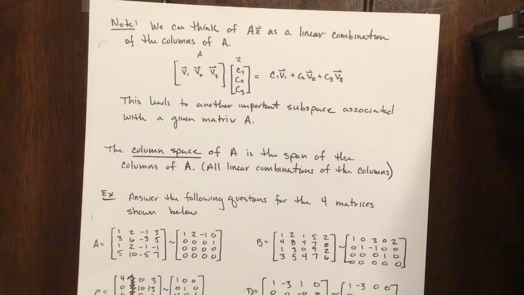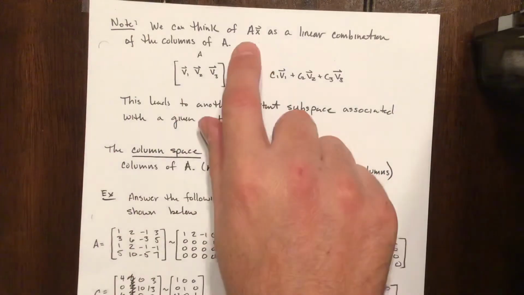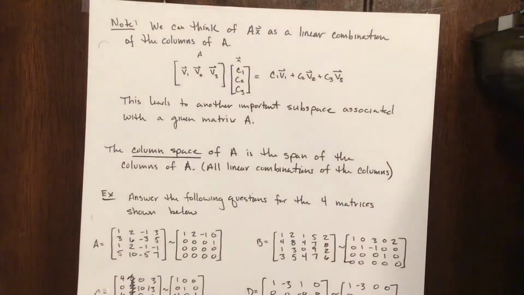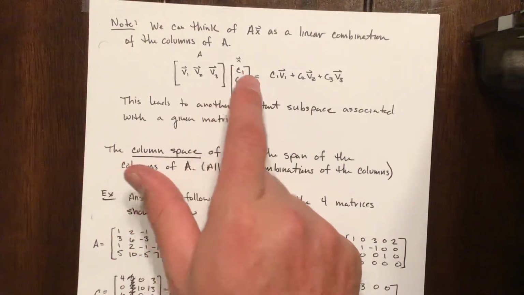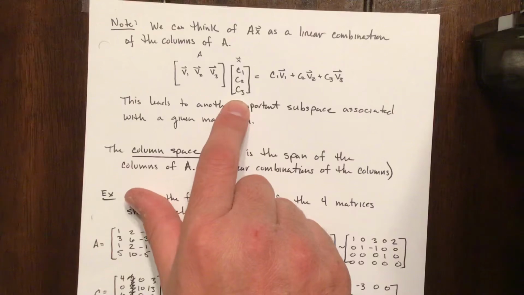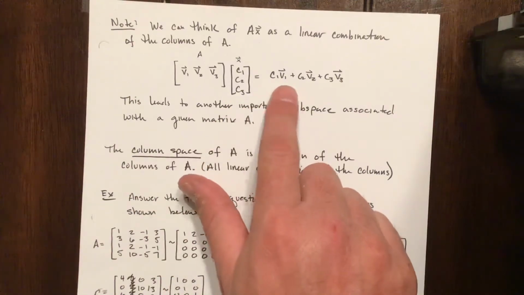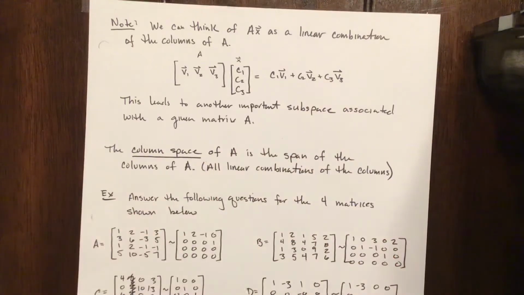We can think of Ax, some matrix times x, as a linear combination of the columns of A. So let's see, our vectors v1, v2, and v3, multiplying by some vector x with components c1, c2, and c3. What we end up getting is c1 v1 plus c2 v2 plus c3 v3. That leads us to a really important subspace associated with matrix A, and that's called the column space. The column space of A is the span of the columns of A, which is all linear combinations of the columns.